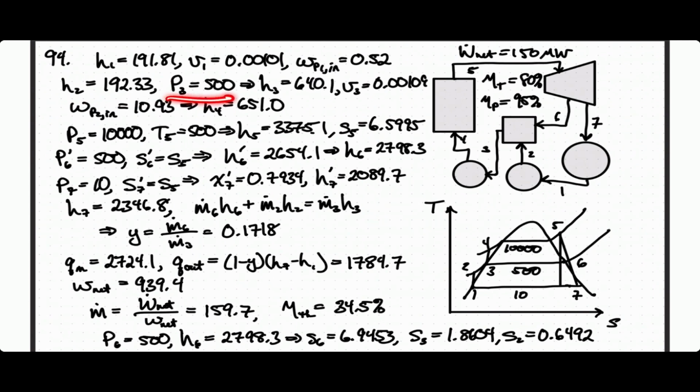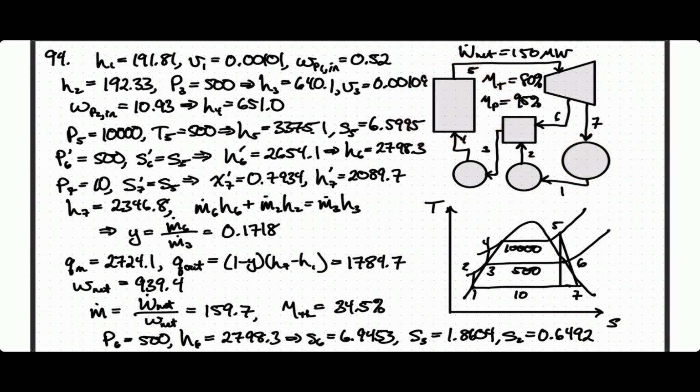At 3, we have a pressure of 500 kilopascals, and we know that we also have a saturated liquid there. So we can get the enthalpy and the specific volume. Because we know the specific volume, these two pressures, and the efficiency of the pump, we can get the specific work into the pump, and then the enthalpy out of the pump using an energy balance. Again, as always, we're assuming all this is adiabatic except where we actually want heat transfer.